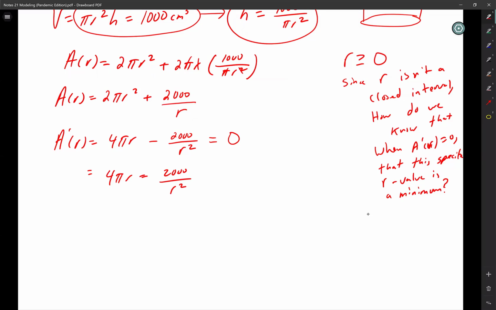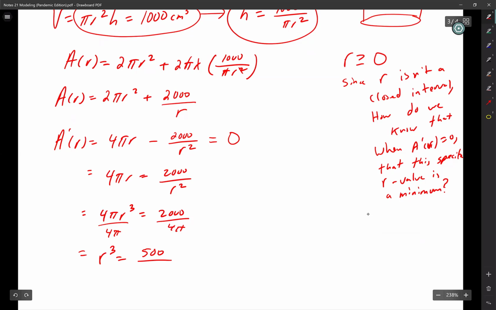That's all I'm doing. Times r, I get 4 pi r cubed equals 2000. I'm going to divide by 4 pi. r cubed equals 2000 over 4 pi, and 2000 divided by 4 is 500. Check my math, guys. I make mistakes all the time. So r cubed equals 500 over pi.